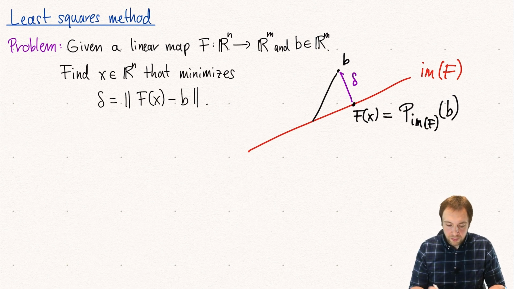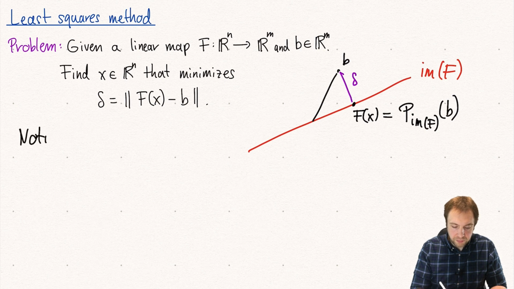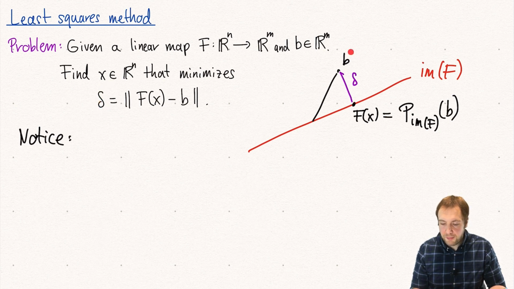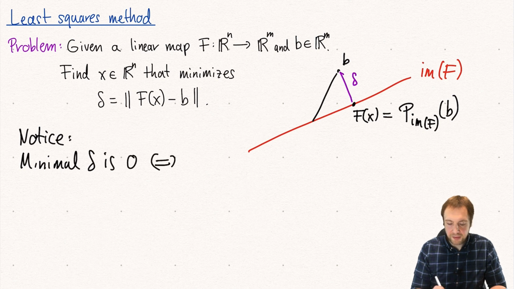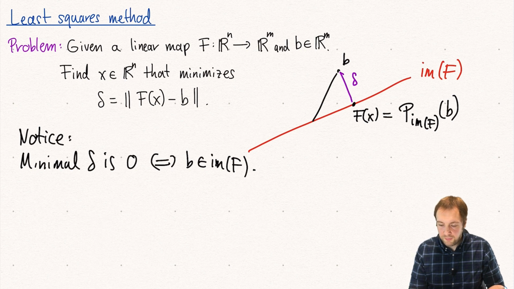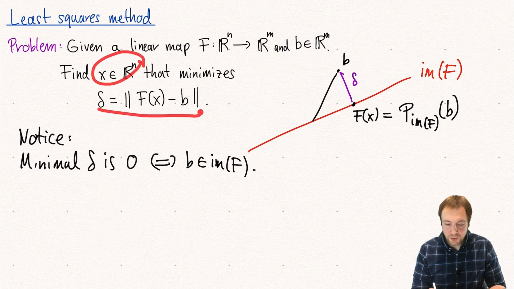And so first notice, I mean we want to find the minimal distance, but what could happen is that this b is already in the image of f, and this would mean that we can say that the minimal delta is 0 exactly when b is in the image of f. But this is hopefully clear. So if b is in the image of f, then it's somewhere here on the line, and then of course the delta here is 0. But in the other cases this will be non-zero. But we want to find an x which minimizes this.